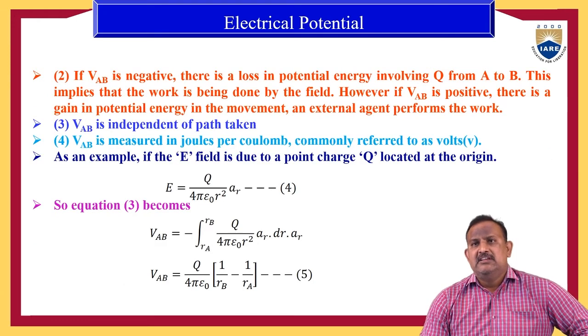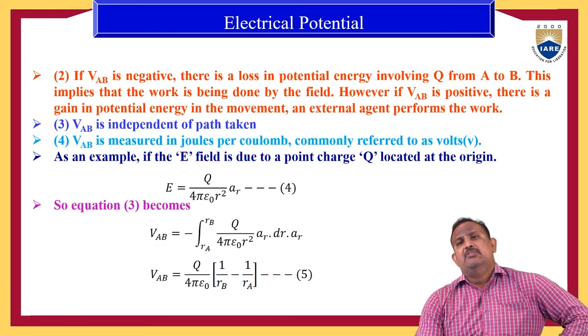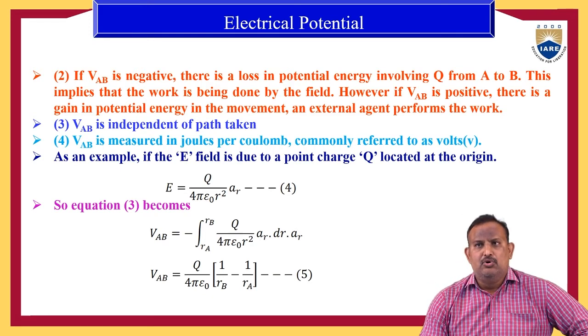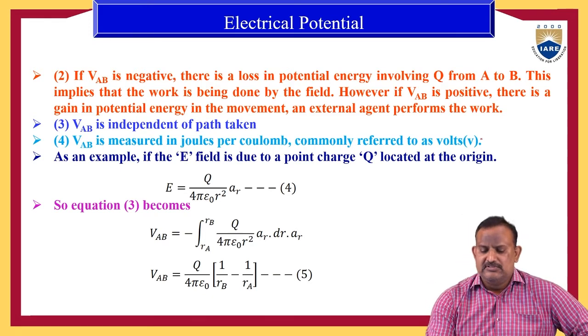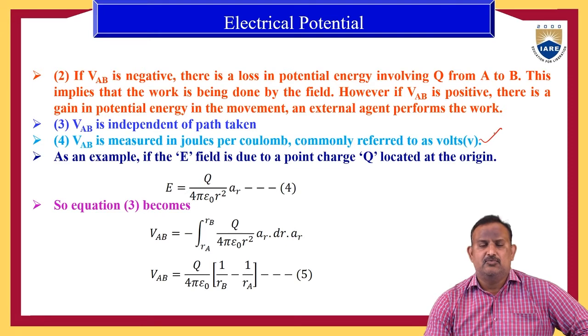VAB is measured in joules per coulomb. Commonly, it is also referred to as volts.